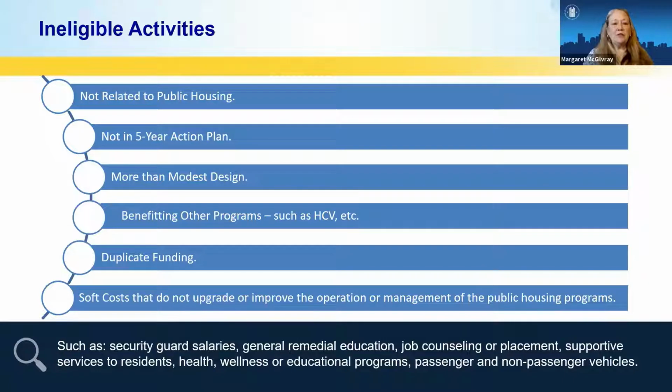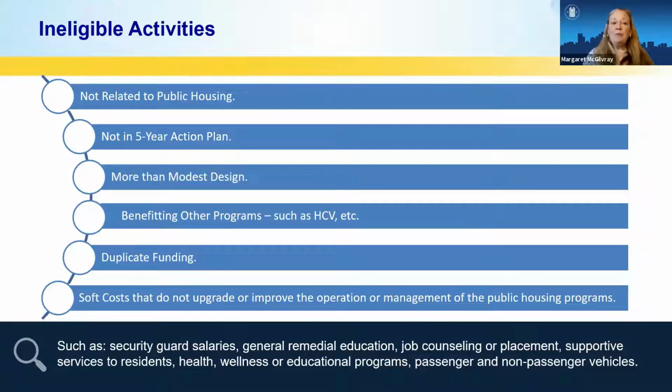Ineligible activities for capital funds are any items that are not in your 5-year action plan. So you need to first make sure that anything you want to use your capital fund on is included in your 5-year action plan. You may also not use it for things that are more than modest design. So you can't use it to add swimming pools or create skylights in your properties and such. It needs to be used for reasonable changes to your units.